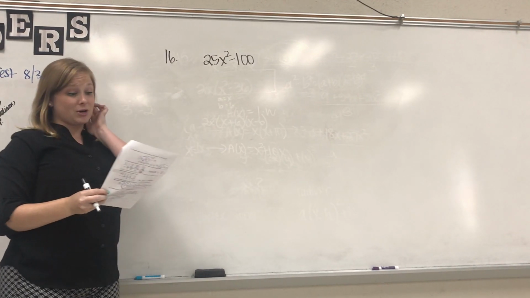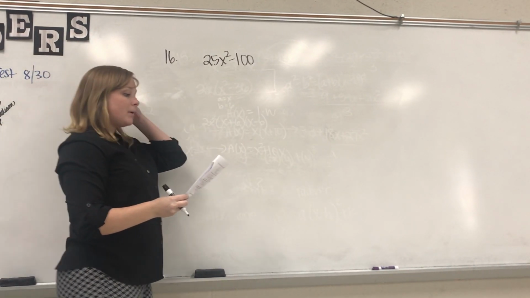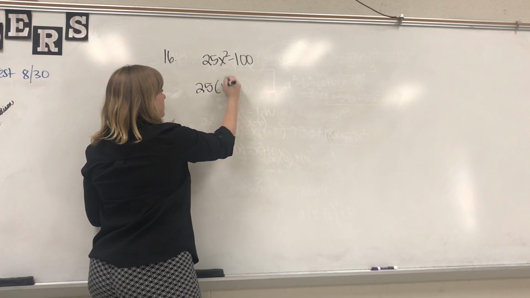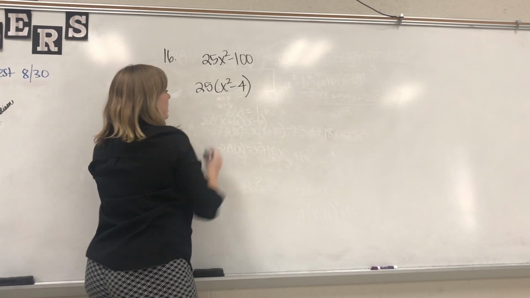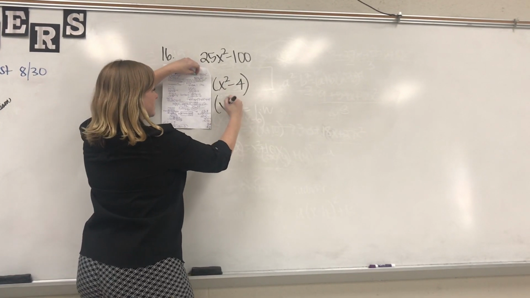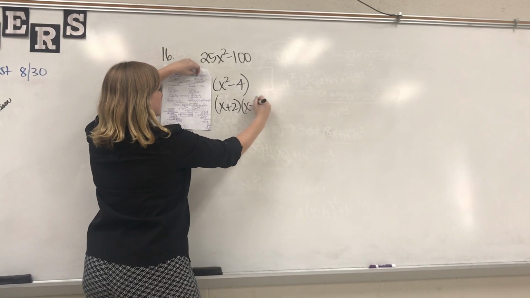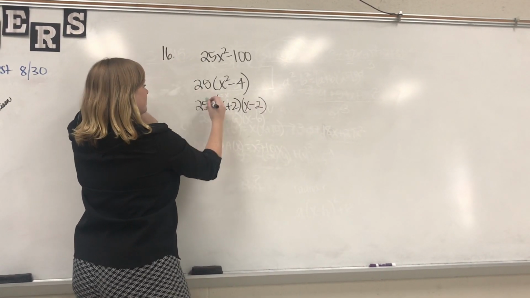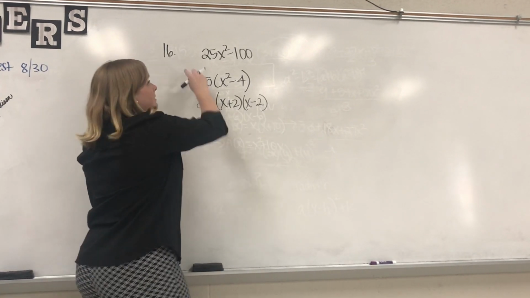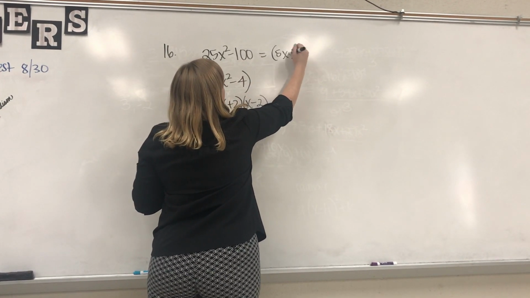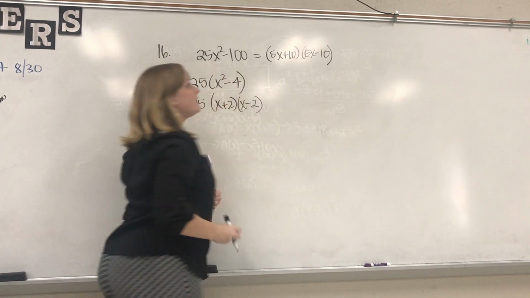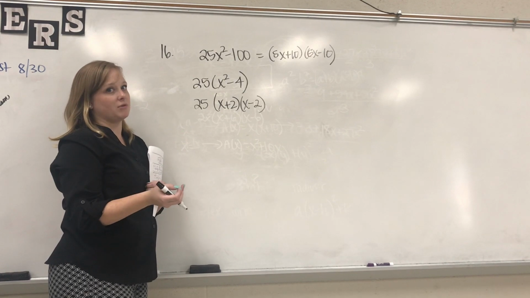Pull out a GCF first. It's not wrong if you don't, but you can definitely pull a GCF out first. 25 goes into both of those. This is a difference of squares, yes, but so is this. That's going to factor to x plus 2, x minus 2, and put a 25 out in front. If you don't pull a GCF out first, then you would have gotten 5x plus 10 and 5x minus 10. Again, it's not wrong, but you always want to check for a GCF first.